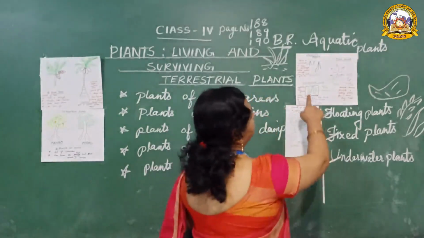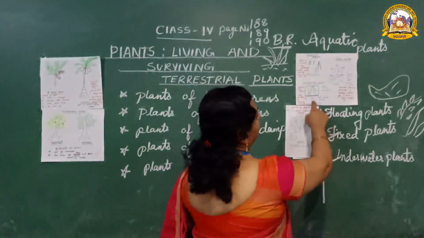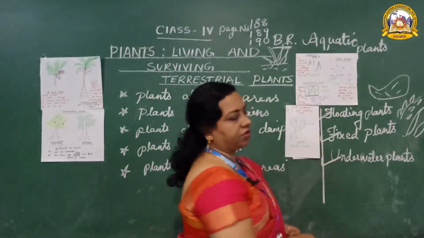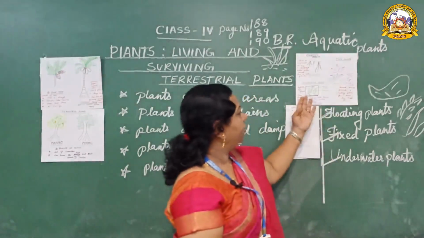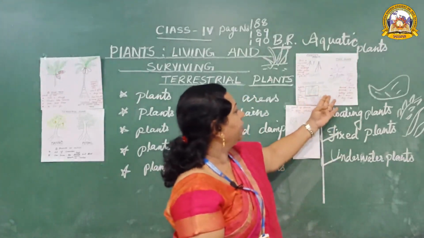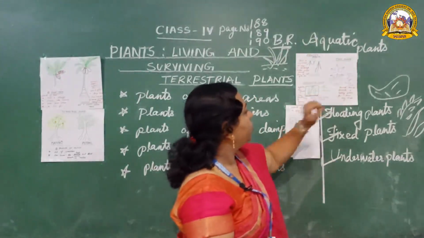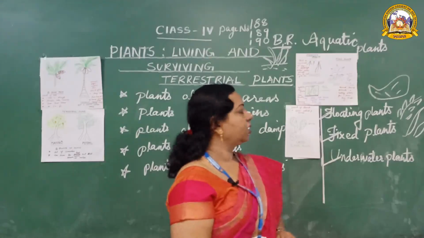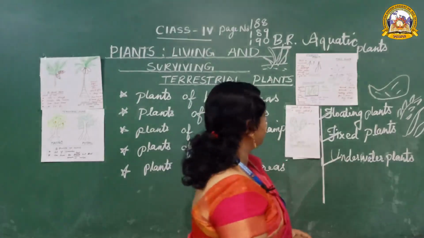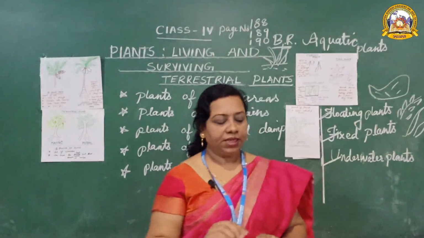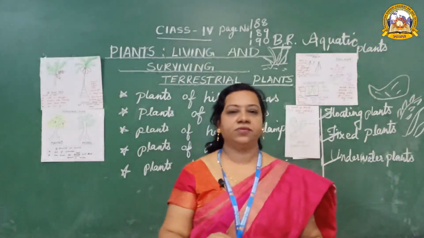They have long ribbon-like, narrow leaves that arise in clusters. Hydrilla, this is a diagram of hydrilla, and these are the tape grass. They have one more special feature. They clear the water by converting the carbon dioxide. Is this clear?